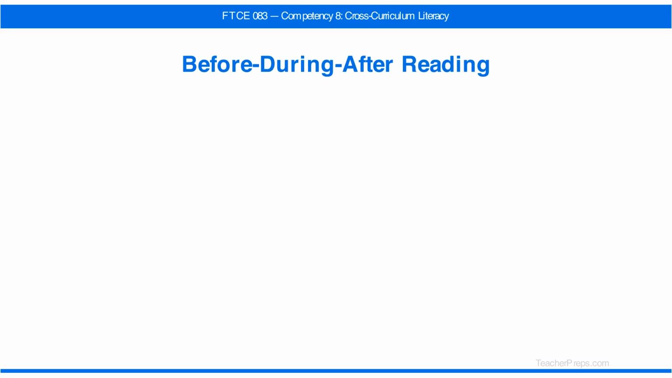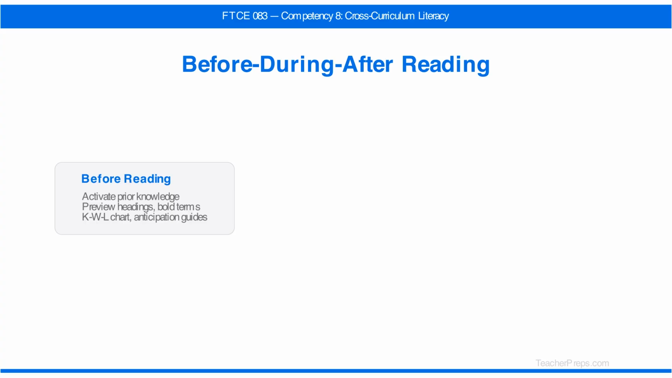Now let's cover before, during, after reading strategies. These are strategies you teach students to use at each phase of reading. Before reading, the goal is to activate prior knowledge and set a purpose. Strategies include previewing headings, subheadings, bold terms, and visuals. You might use a KWL chart. Students write what they know, what they want to learn, and after reading, what they learned.